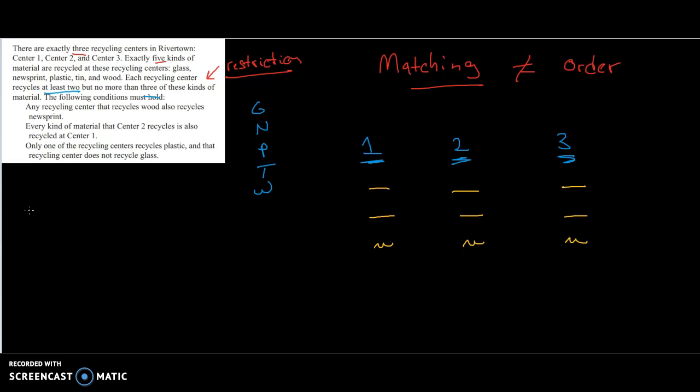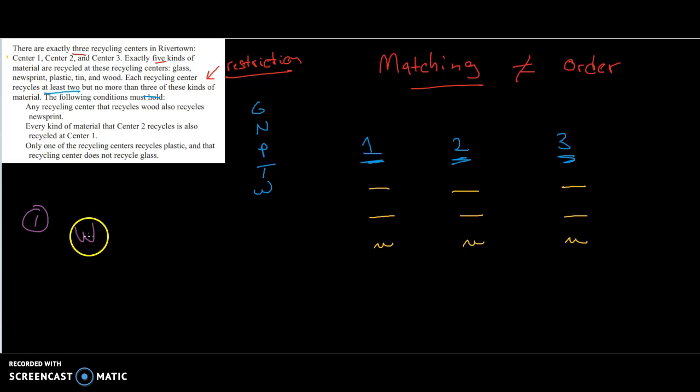The first rule is any recycling center that has wood also recycles newsprint. Now, the way that I set these things up is I set them up vertically. So I'm going to put the rules vertically too, just to make sense here. So I'm going to say something like this. Well, if I've got wood, I also have to have newsprint. Well, that's kind of like what we've been talking about. That's a block, right? If I've got wood, block, wood, no pun intended, yay!